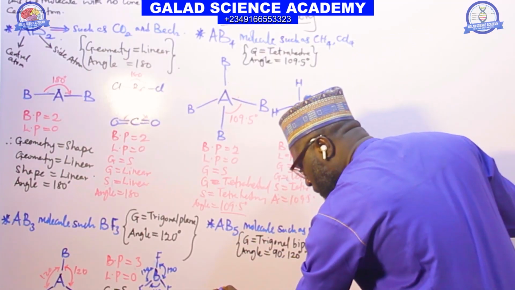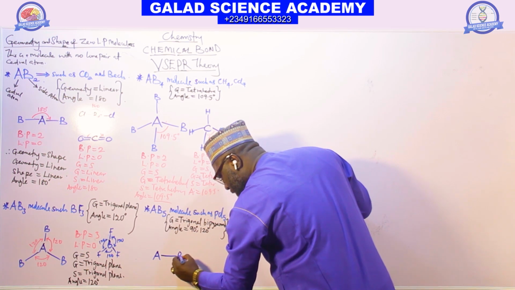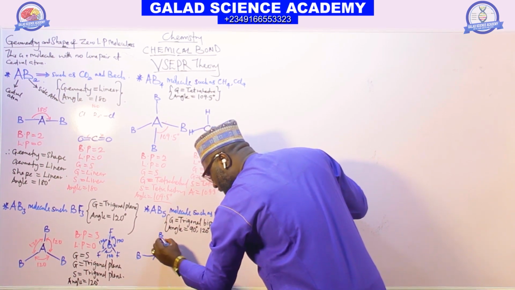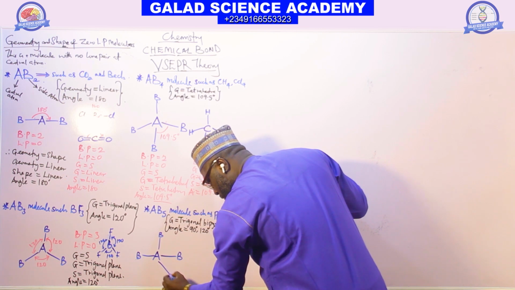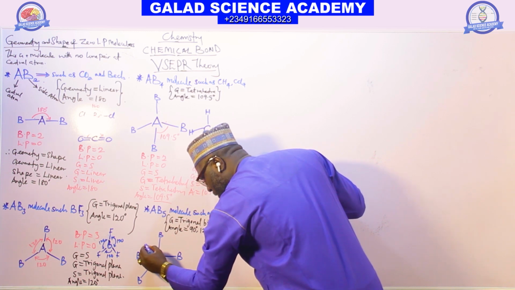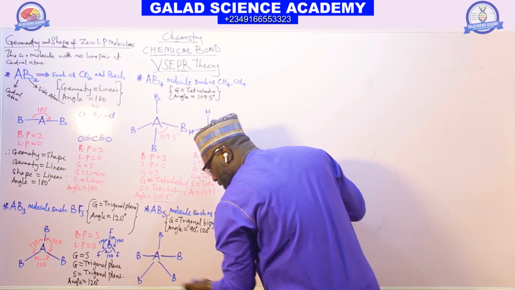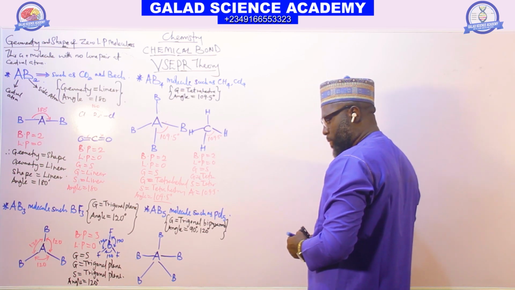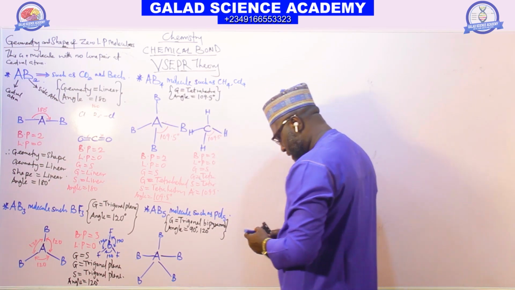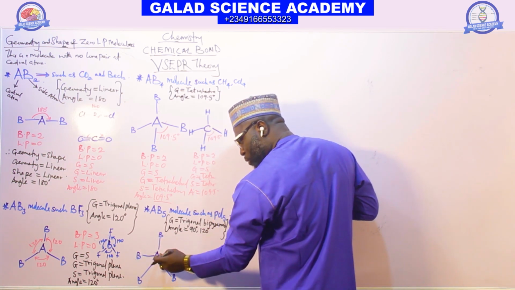So let us look at the AB5 structure. We have A at the center. We have B in this form, another B here, another B here, another B here, and another B. It's 5 now. This is the shape. And look at this: you will observe that this AB bond here is perpendicular to this one.